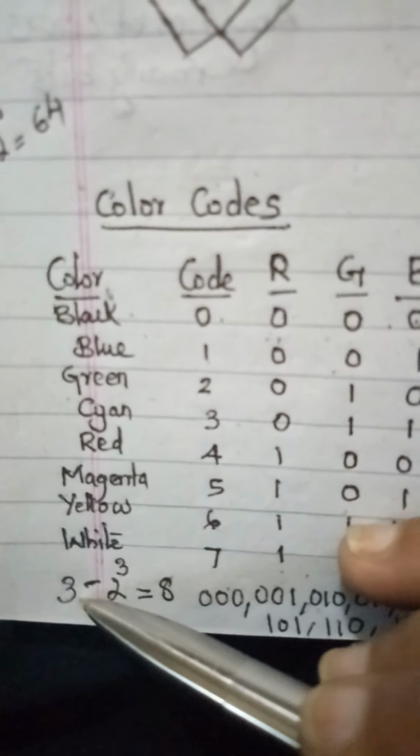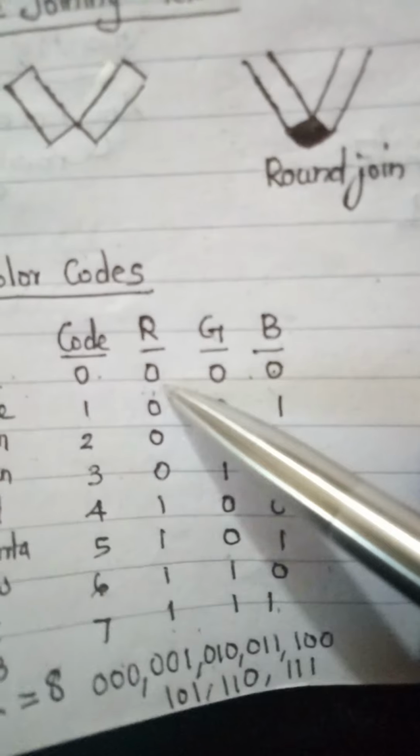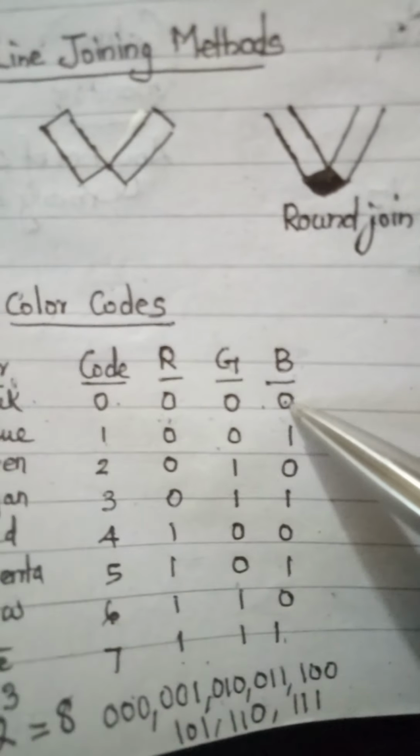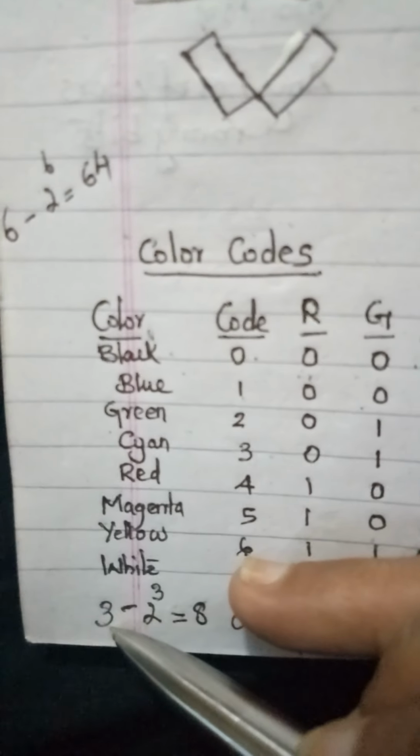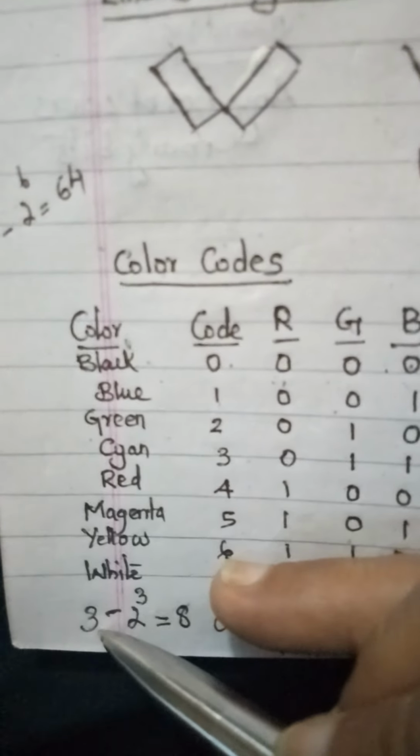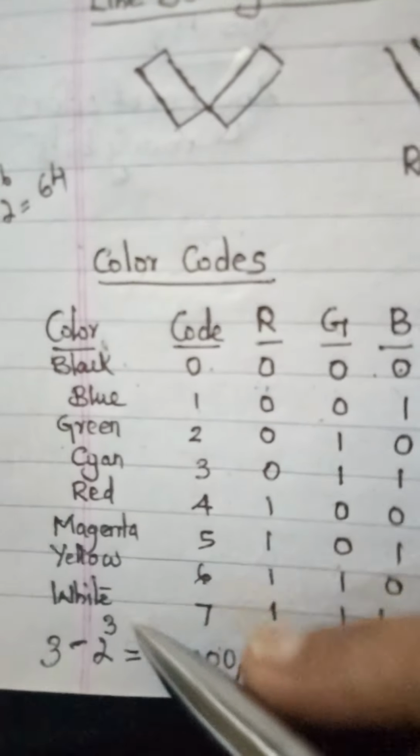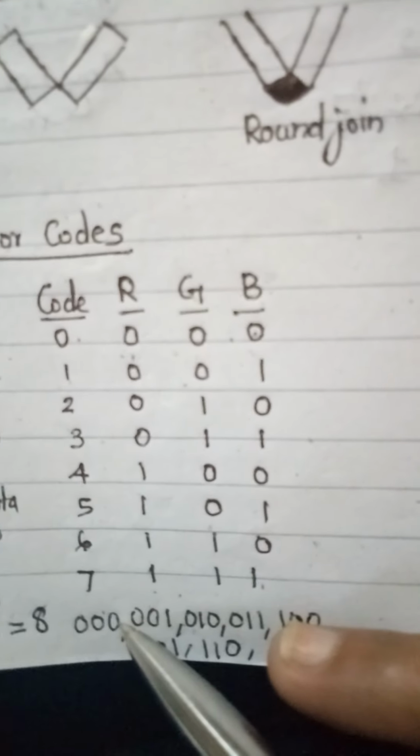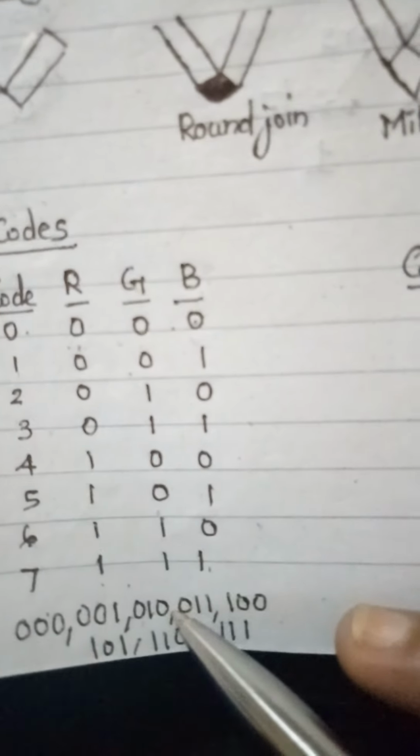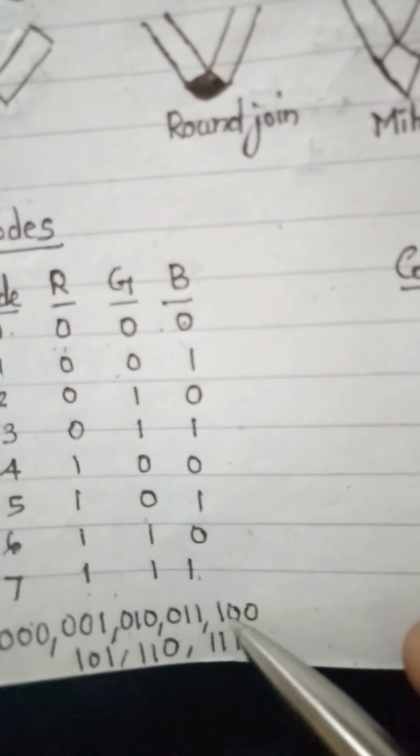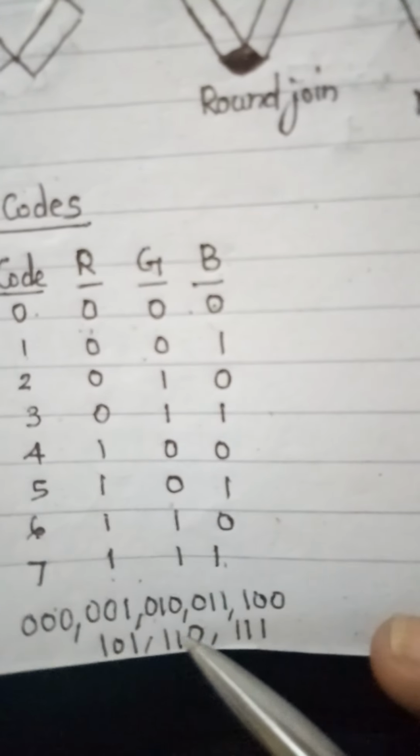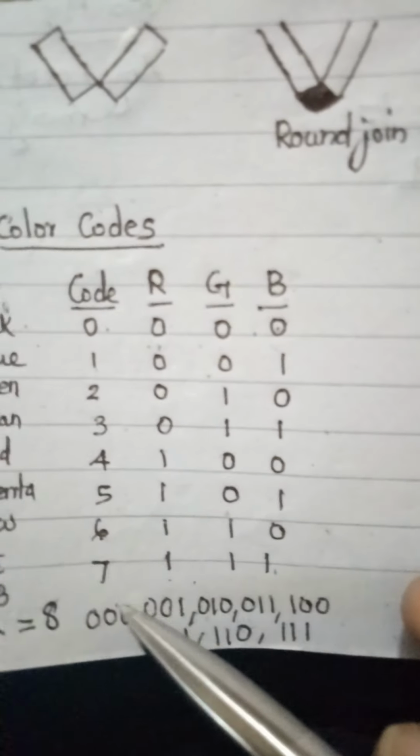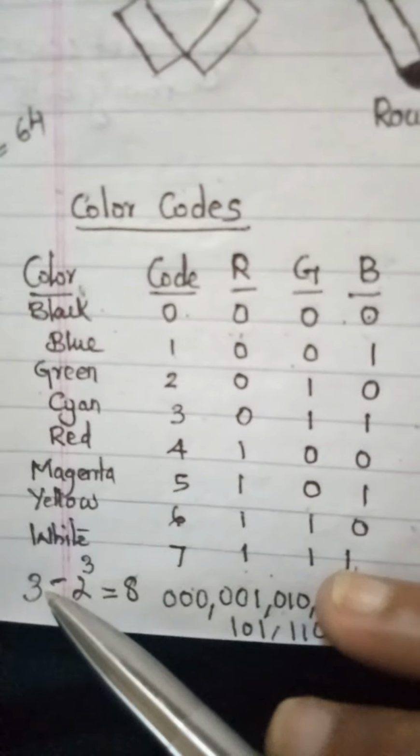If I am using 3 bits, that means 1 bit to represent red color, 1 bit to represent green color and 1 bit to represent the blue color. Altogether I am having 3 bits. With 3 bits I can have 2 raised to 3, that is 8 different colors. They can be represented as 000, 001, 010, 011, 100, 101, 110 and 111. So these are the 8 possible combinations you can obtain using just 3 bits.